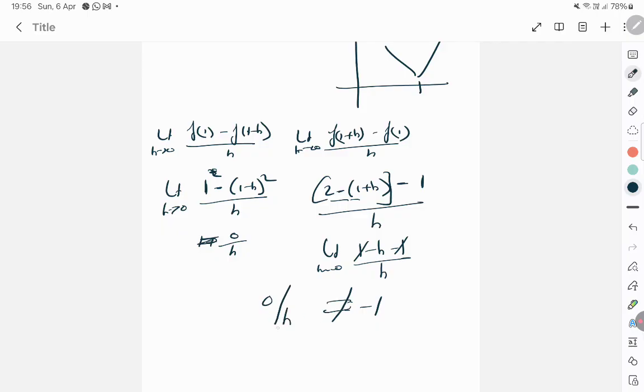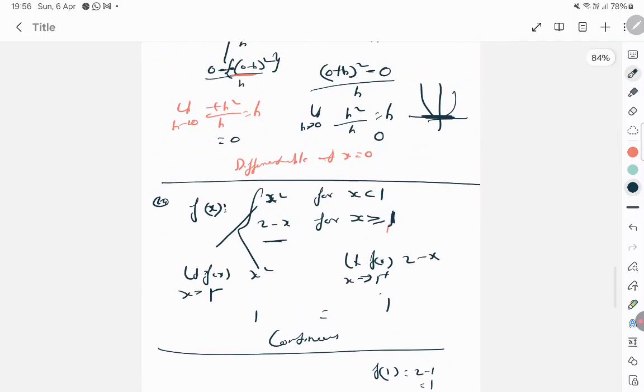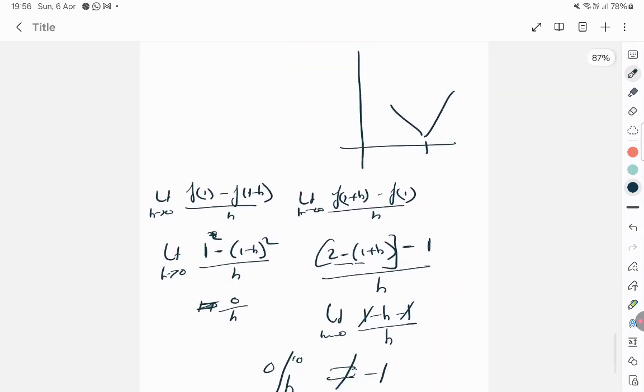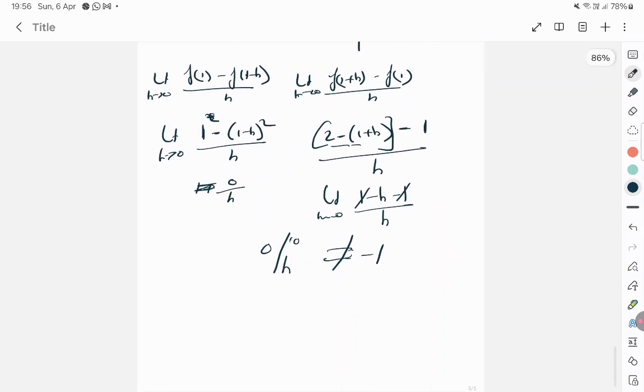Don't even think about it, because it looks like 0 by 0 and you don't know what to do. So I would write 0 by h is not equal to minus 1, and so it's not differentiable, which you already know. How do you know? Shortcut. Differentiate the left side, 2x, direct substitution of 1, so the answer is 2. Differentiate the right hand side, minus 1. You already know by verification, and you're doing this method. Are you clear? So let's go to the next question in this.